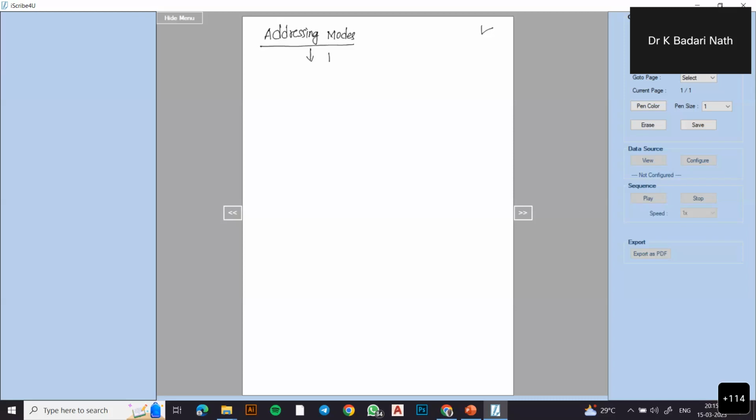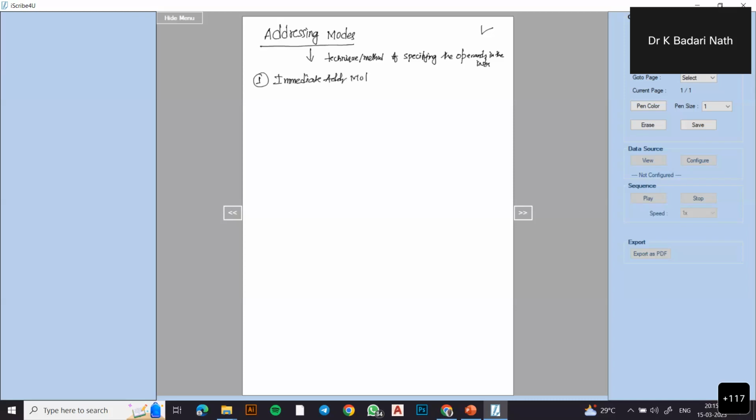So this we can generally call a technique or method of specifying the operands in the instructions. So we will learn them one by one, with examples. Let's take the first one now. What is called the immediate addressing mode? Immediate addressing mode.